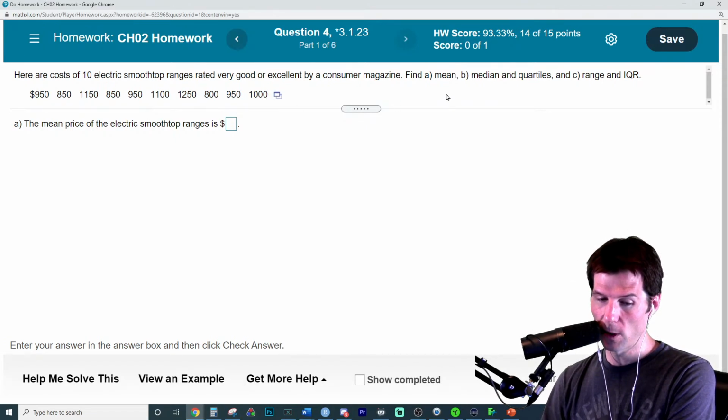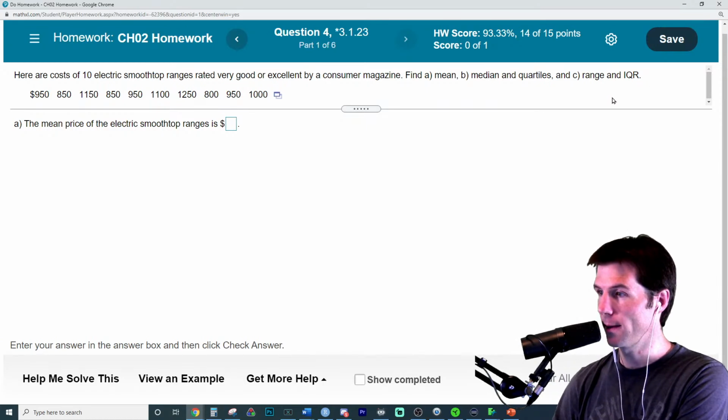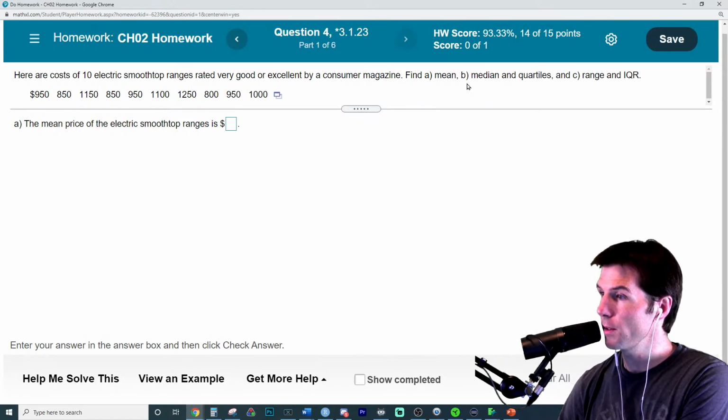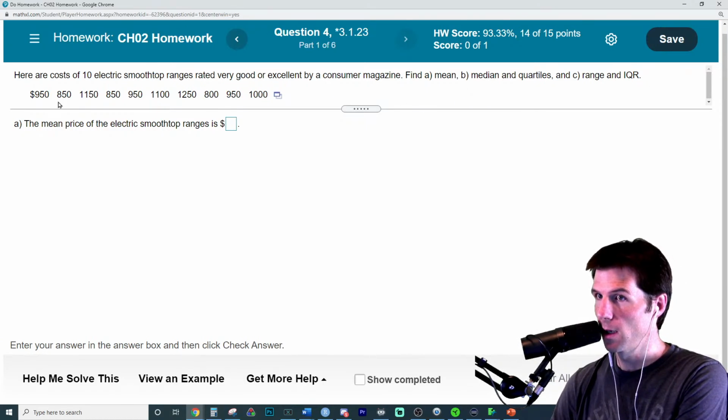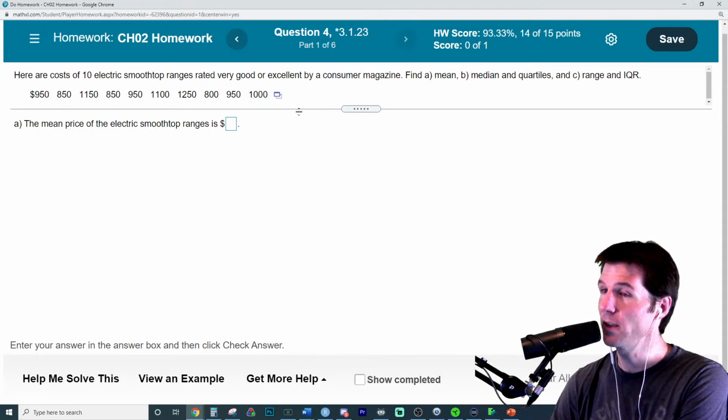So with this right here, it wants the mean, the median, the quartiles, the range, and the IQR. So these are all different measurements for data. And here we see the values of the electronic smooth top ranges rated from very good or excellent. And it's just the prices of them. These are the price. How much does it cost?